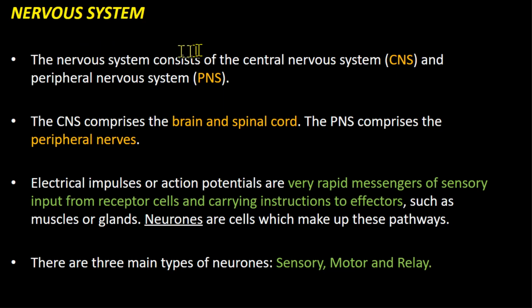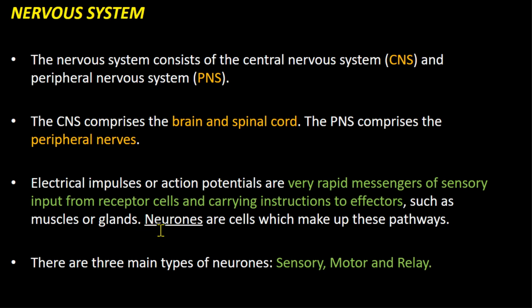The nervous system consists of the central nervous system or CNS and the peripheral nervous system or PNS. The central nervous system comprises the brain and the spinal cord. The peripheral nervous system comprises the peripheral nerves. That's basically all the other nerves around the body. Electrical impulses or action potentials are very rapid messengers of sensory input from receptor cells and carrying instructions to effectors such as muscles or glands. Basically, they are faster acting than hormones.